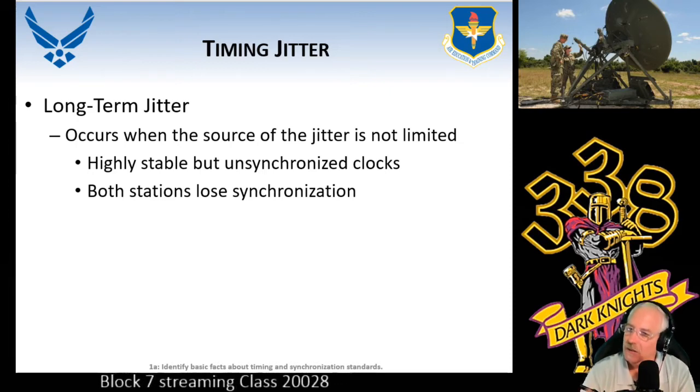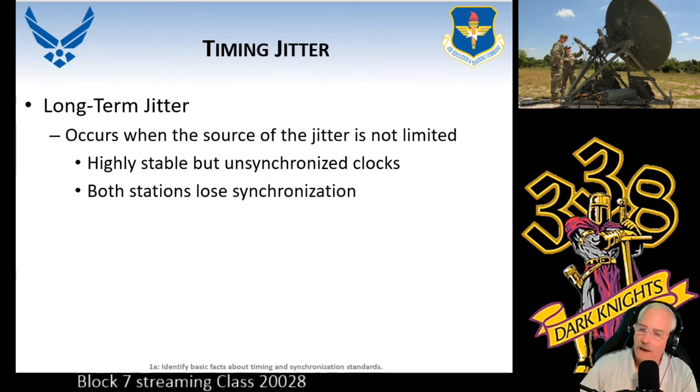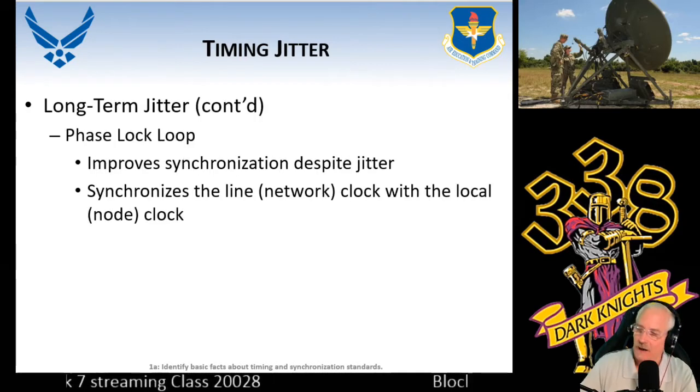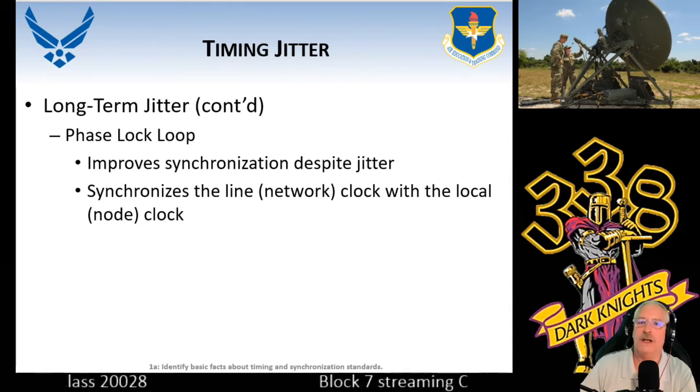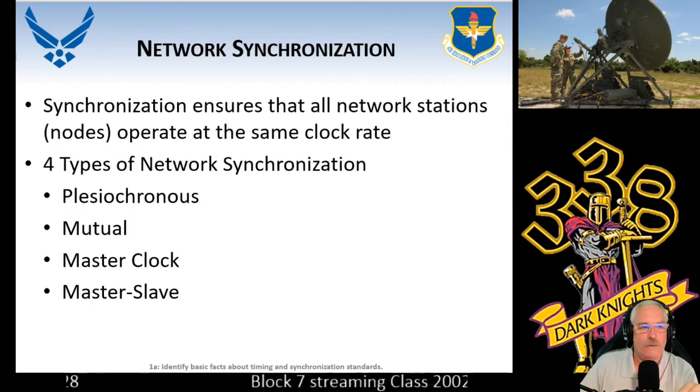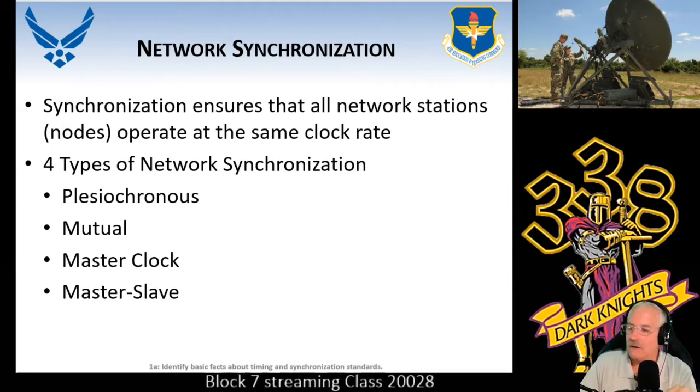How does it get all this synced up? Well, you guys have used it before. It's called phase lock loop. You use this to keep your radios on frequency. In our case, we use phase lock loop to keep our frequency, or our clocks, on time. There are 4 different types of network synchronization: isochronous, mutual, master clock, and master slave. Let's take a look at each one of them.